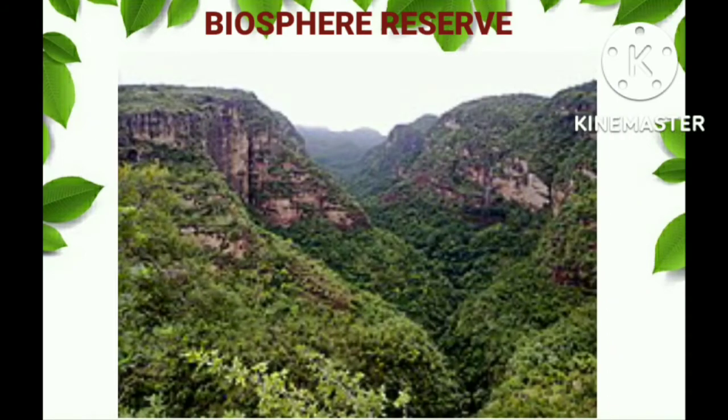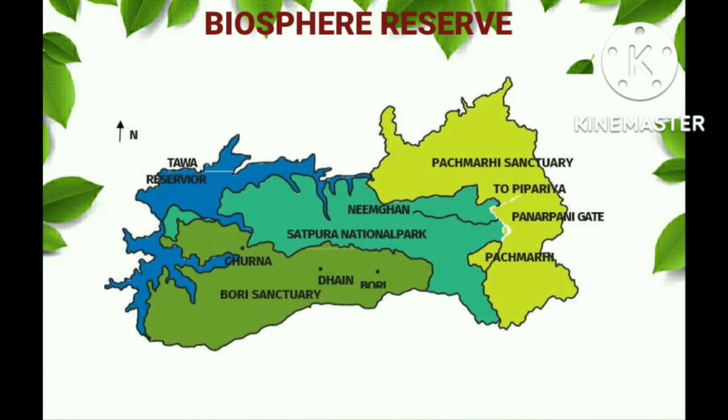Pachmarhi Biosphere Reserve is an example of Biosphere Reserve. A Biosphere Reserve may also contain other protected areas in it. The Pachmarhi Biosphere Reserve consists of one national park named Satpura and two wildlife sanctuaries named Bori and Pachmarhi.